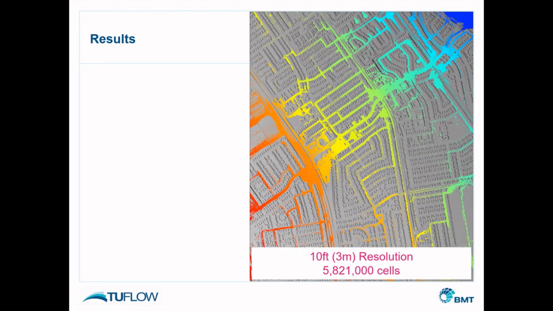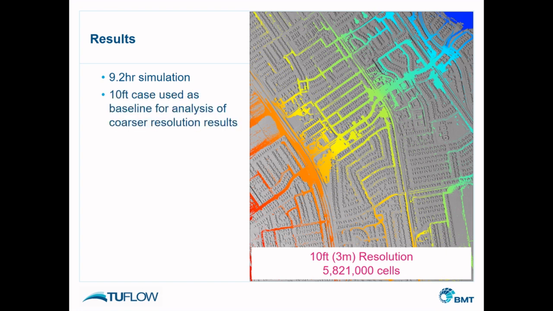Let's look at some results. Much like the last test case, for these urban results, we're starting with the finest resolution result first. The image you're seeing on the right there is just a presentation of the water surface elevation results. So you're getting some really nice definition of flow down the streets and also along the catch drains on either side of the street. This model took 9.2 hours to run, and it will be the baseline against which we do our analysis of all the other simulations.